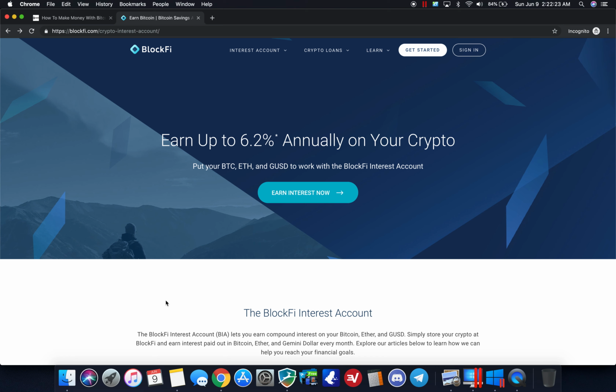But right now, this is just an interesting, reputable company that I figured I would give a quick review on and let you know how it works.